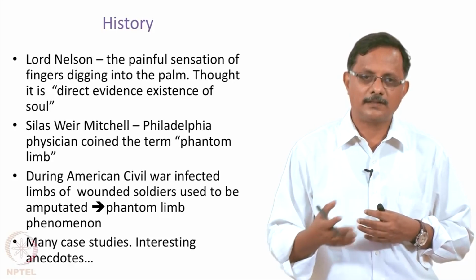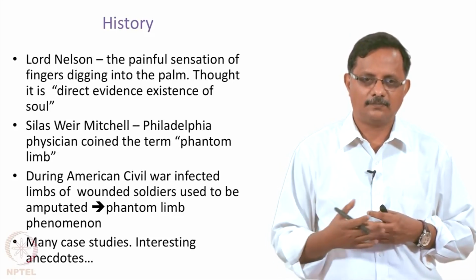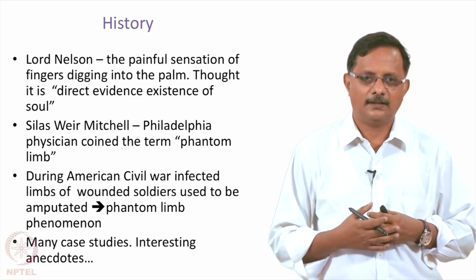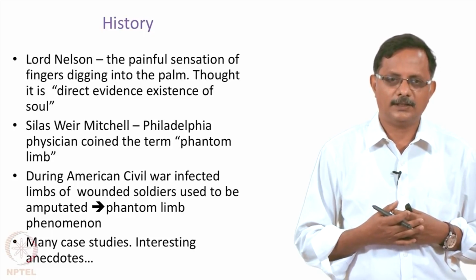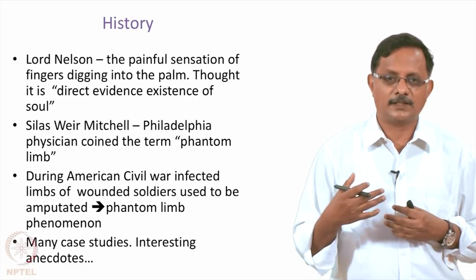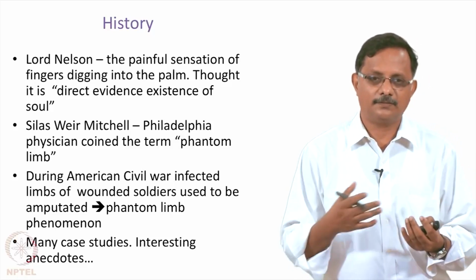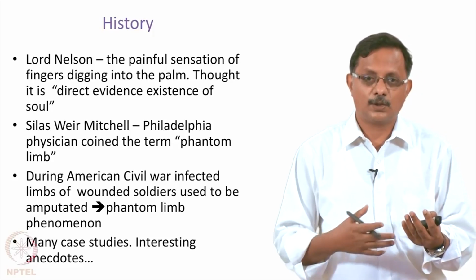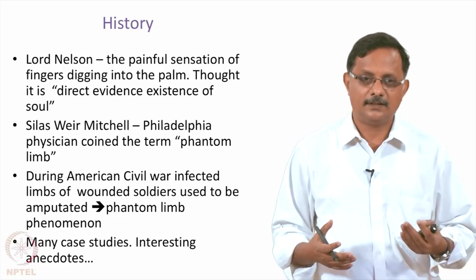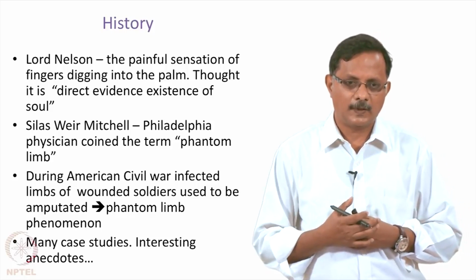So, for example, Lord Nelson, the famous British general, lost his hand in one of the battles, and he had the experience of the sensation of a phantom limb, and he thought that it is direct evidence for the existence of the soul. Because if you think about it, you can't see the arm, but you can still feel it as though an invisible, ghost-like presence of the arm is still there. So, he thought that it proves that there is such a thing called soul.